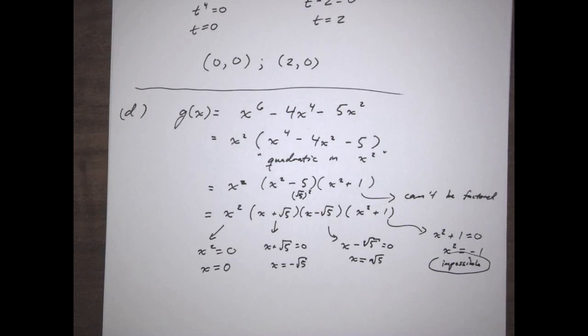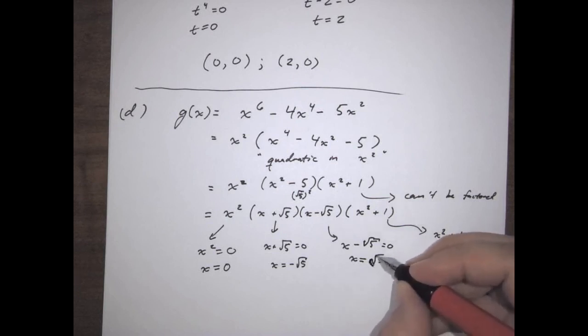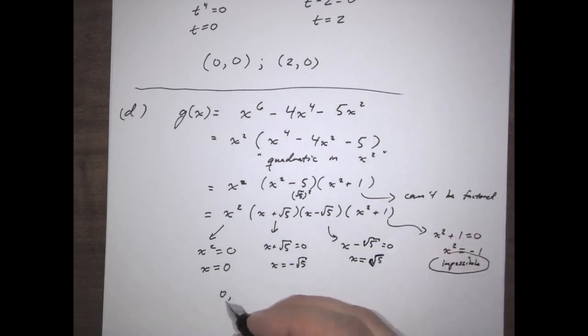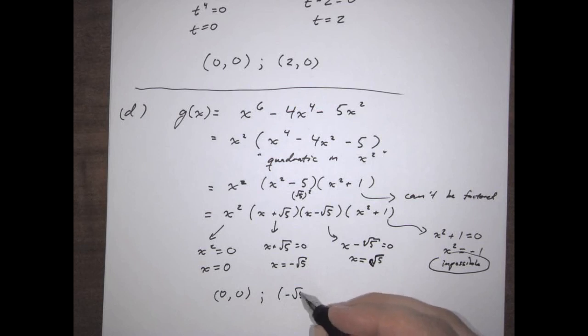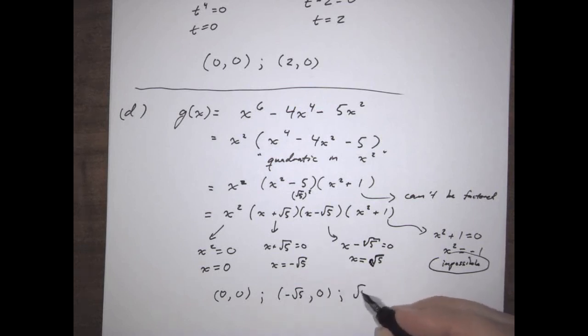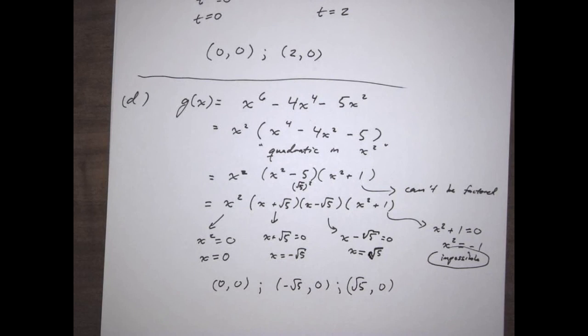So there's no solution from that factor. The other factors, though, do give us solutions. So we have 0, 0. We have negative root 5, 0. We have root 5, 0. And that's all. That one gave us no new factors.